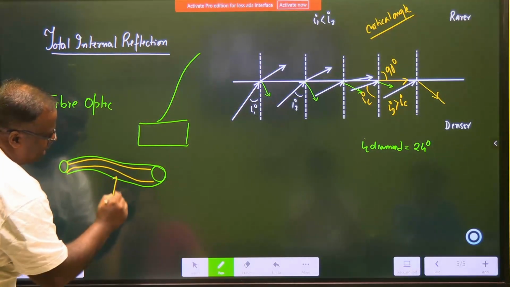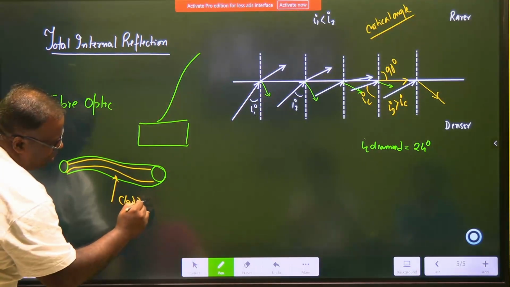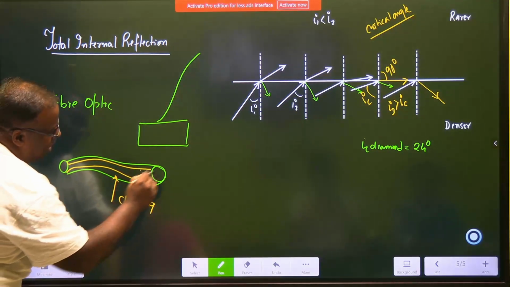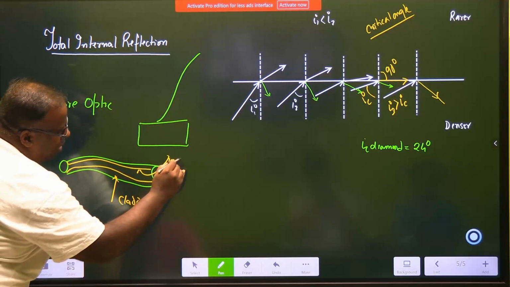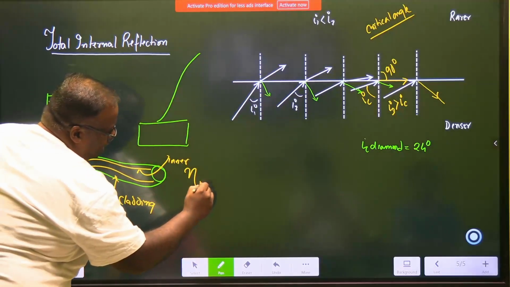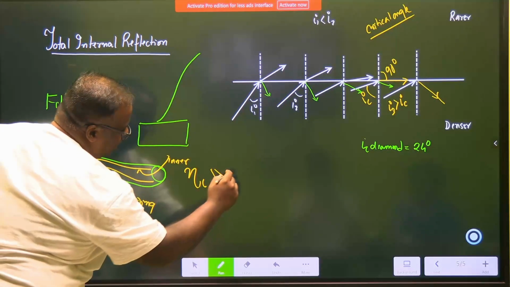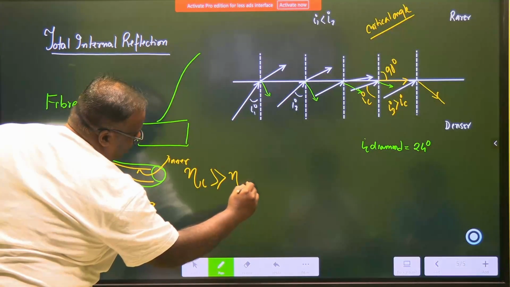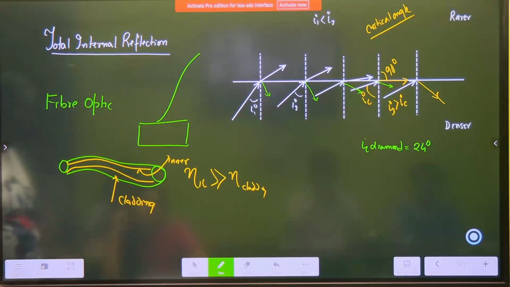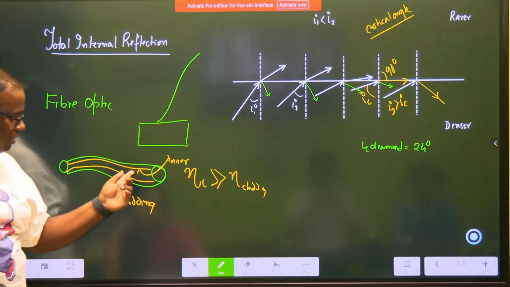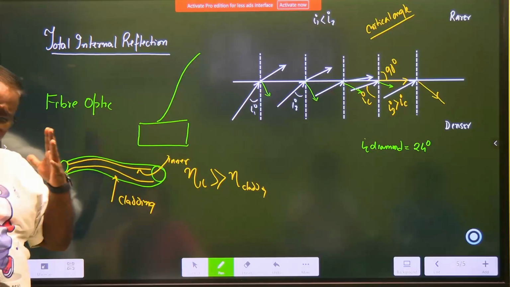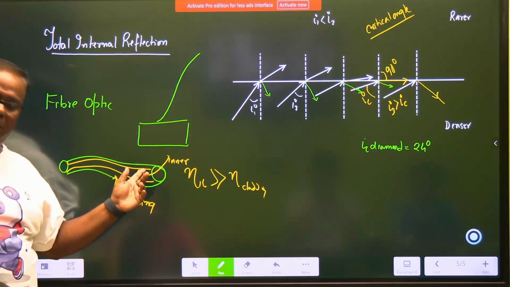This is known as cladding. And this is the inner layer. The refractive index of the inner layer is much, much higher than the refractive index of the cladding. It is manufactured in such a way. Have you understood? Refractive index of the inner layer is much, much higher than the refractive index of the cladding.